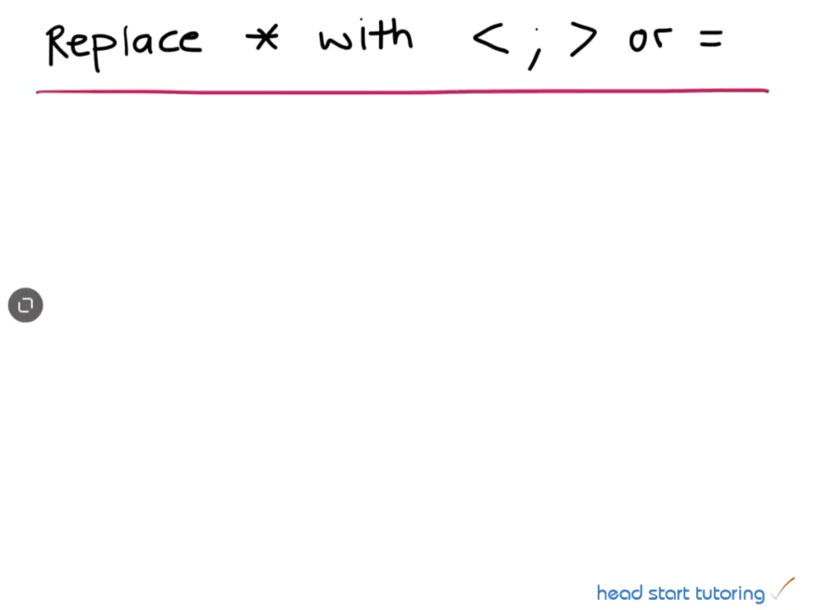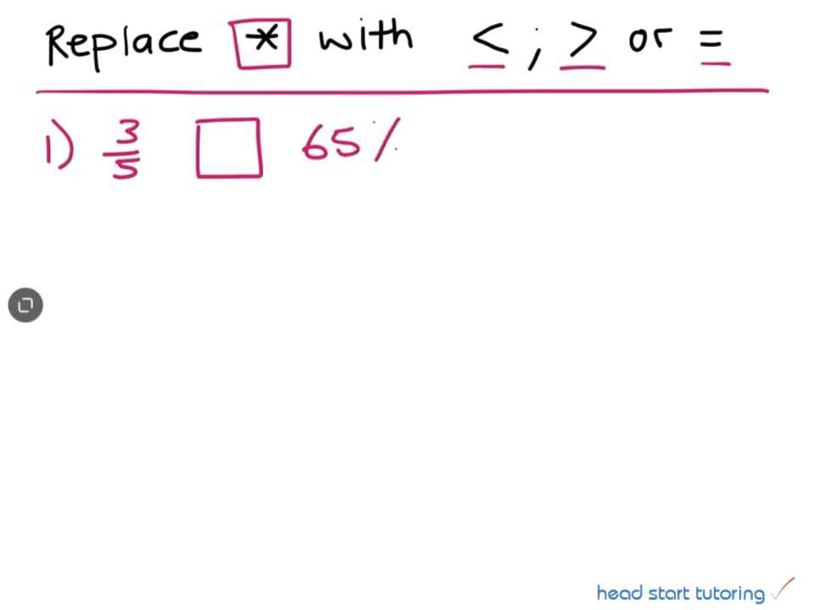If we need to replace the star in a certain question with smaller than, bigger than, or equals to, we need to consider both numbers and make sure we first get them into the same form before comparing them. So if we have got 3/5 and 65%, what we need to do is get 3/5 and 65% into the same form. So either get 65% into a fraction and then get an equivalent fraction between those two in order to compare the numerators, or we can convert 3/5 into a decimal, and I think that might be the easiest.